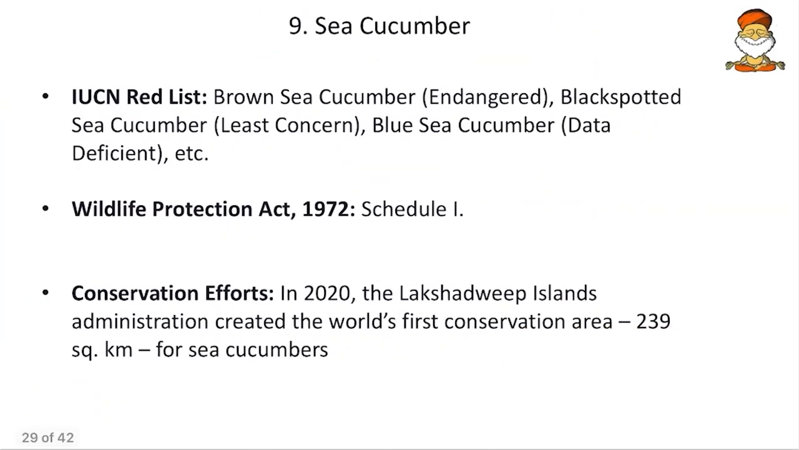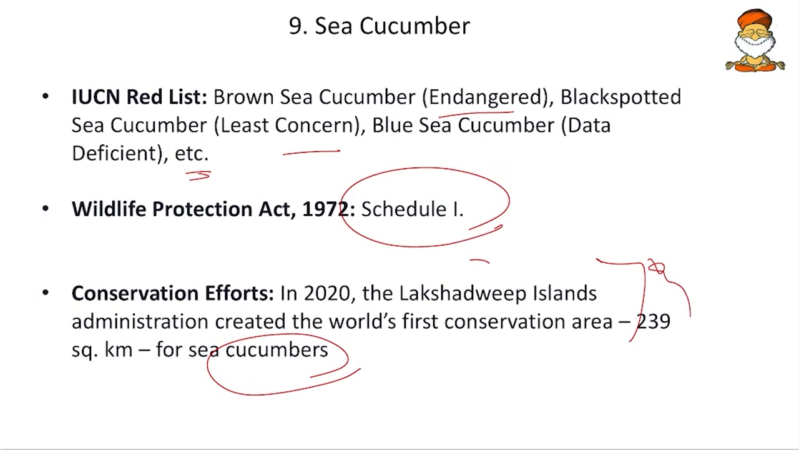And then the IUCN red list. So here we have the brown sea cucumber which is endangered and the black spotted sea cucumber which is least concerned. Then the blue sea cucumber that is data deficient. And in the Wildlife Protection Act, it is in the schedule 1. And some of the conservation efforts, that is in 2020, Lakshadweep Islands administration created the world's first conservation area for sea cucumbers. So remember Lakshadweep's effort.